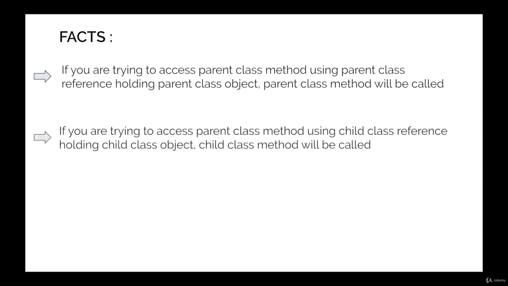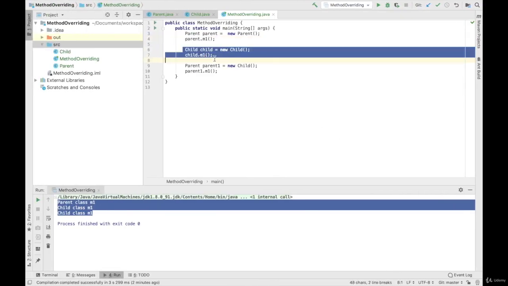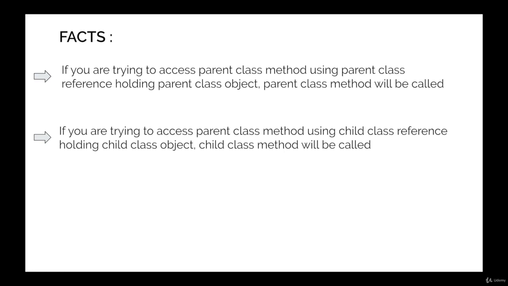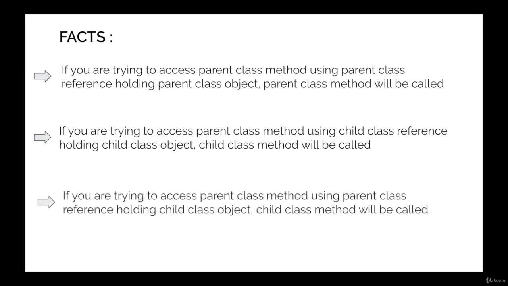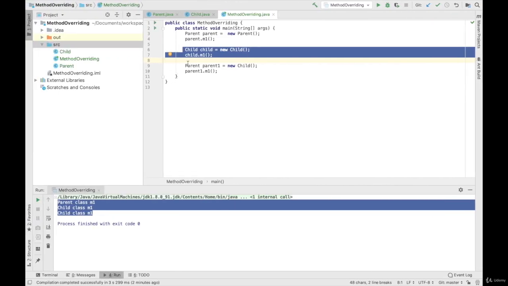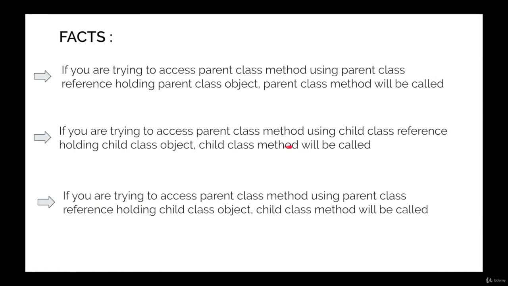The next fact says if you're trying to access a parent class method using a child reference holding a child class object, the child class method will be called, and that is what we saw over here. Now the third fact: if you are trying to access a parent class method using a parent class reference holding a child class object, in that case the child class method will be called, and that is what we saw over here. So these are the three important conclusions from method overriding in Java.